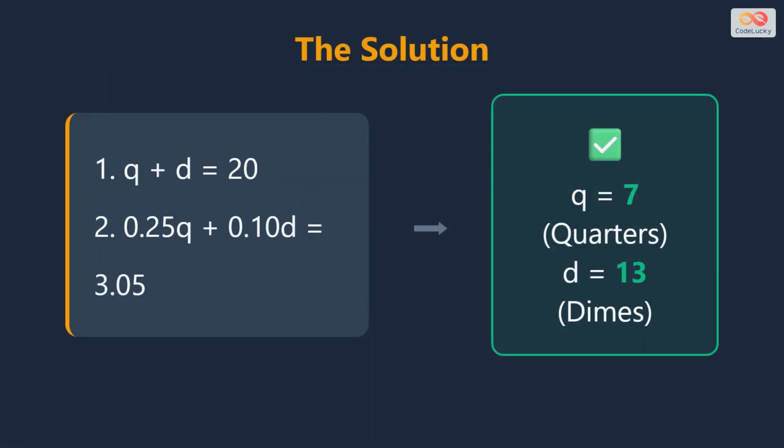We set up our system based on the previous steps. First, the quantity equation. Q plus D equals 20. Second, the value equation. 0.25 Q plus 0.10 D equals 3.05. By using substitution or elimination, we can solve this system to find that Q equals 7 and D equals 13.